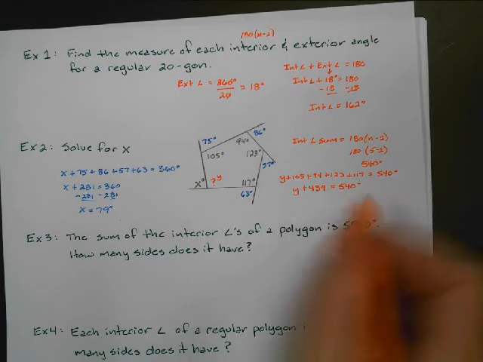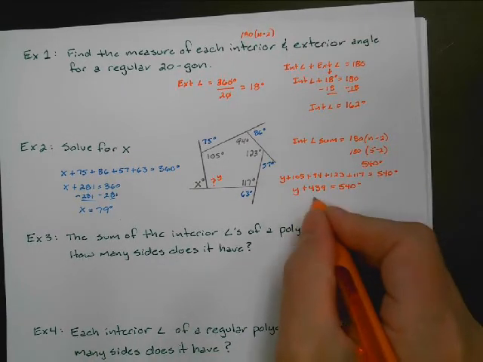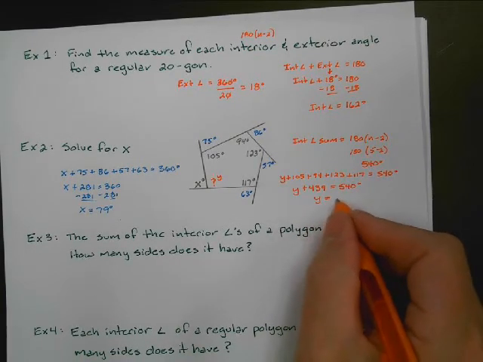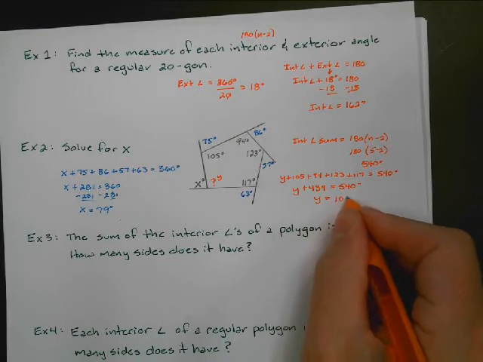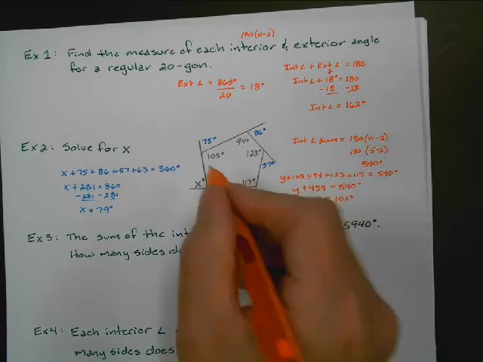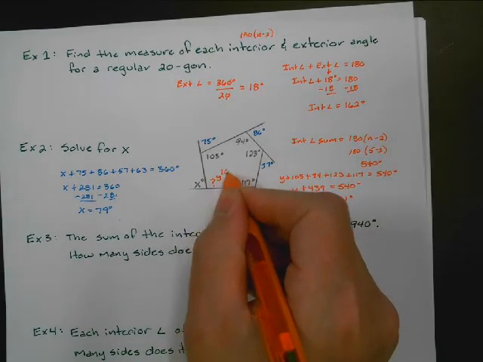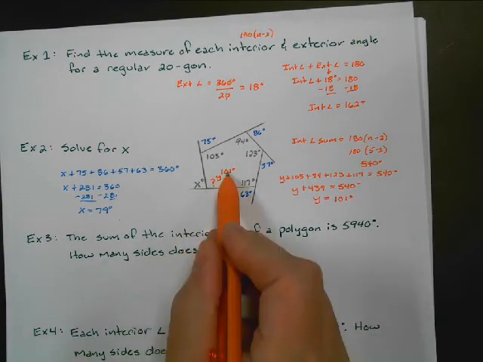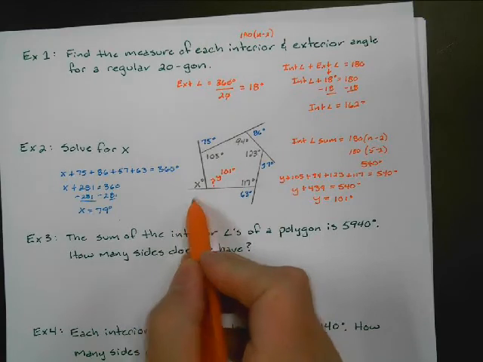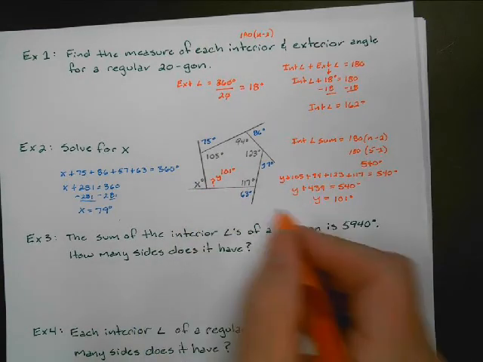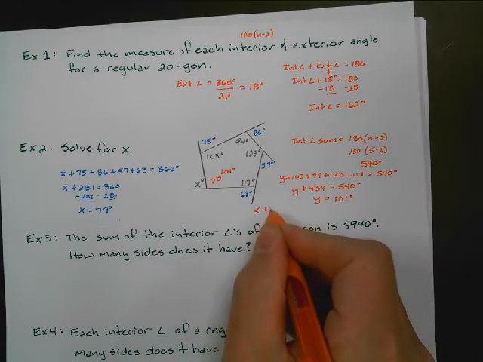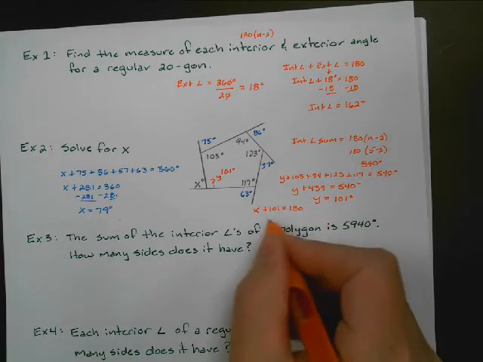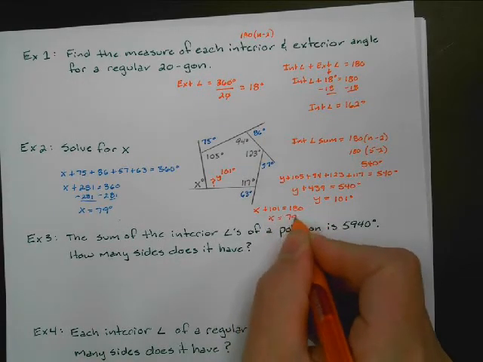Okay, then I could subtract 439 from both sides. If I subtract 439, I'd end up with 101 degrees. So now I would know that this angle is 101 degrees. And then I know that x plus 101 should equal 180 because these two are linear pairs right there. So I'd say x plus 101 equals 180, subtract it, and we still get 79 degrees.